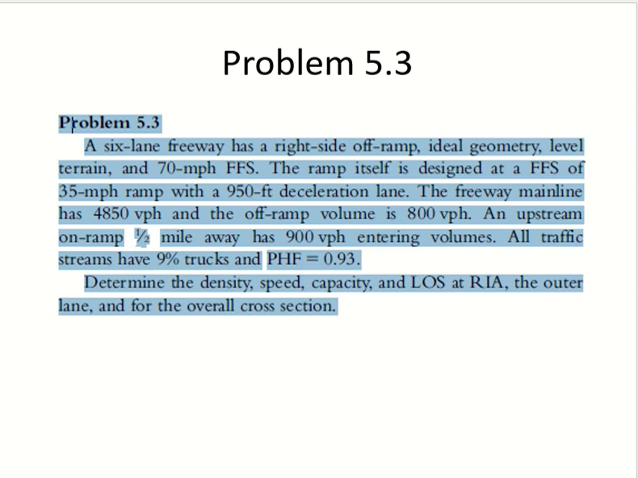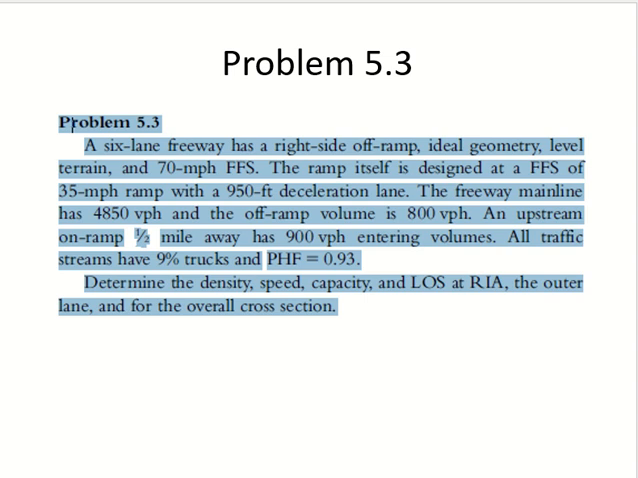We have a 6-lane freeway with an off ramp. Okay. Ideal geometry, meaning no correction factors required, no adjustment factors required. Okay. It has a level terrain, 70 miles per hour free flow speed. The free flow speed of the ramp is 35 miles per hour, and it has a deceleration lane of 950 feet. Okay. The freeway has a flow of 4850, and the off ramp volume is 800.